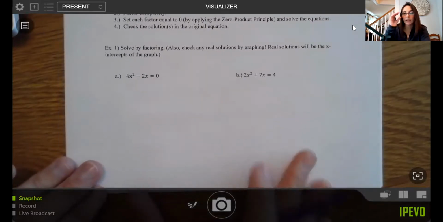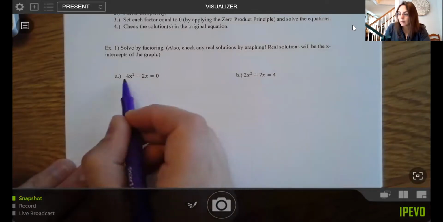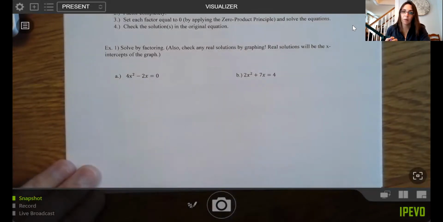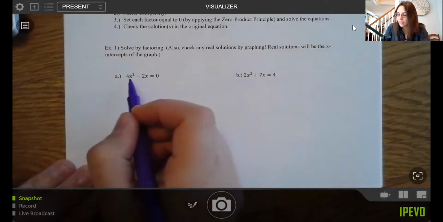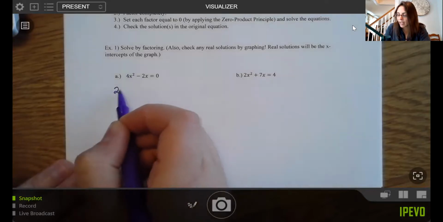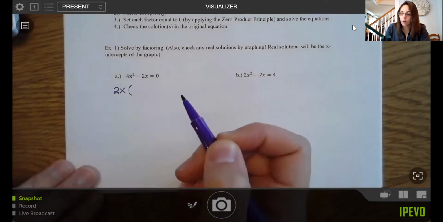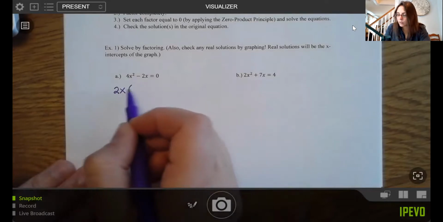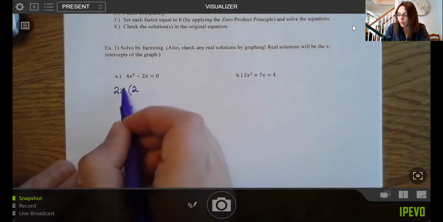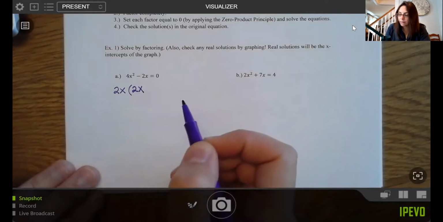So let's start factoring. Here I'm going to start by taking the GCF, which is our greatest common factor, and I notice that they each have a 2 in common and an x. So I'm going to divide those out. 4 divided by 2 is 2, and if I have an x squared and I remove one x, I still have an x left over.